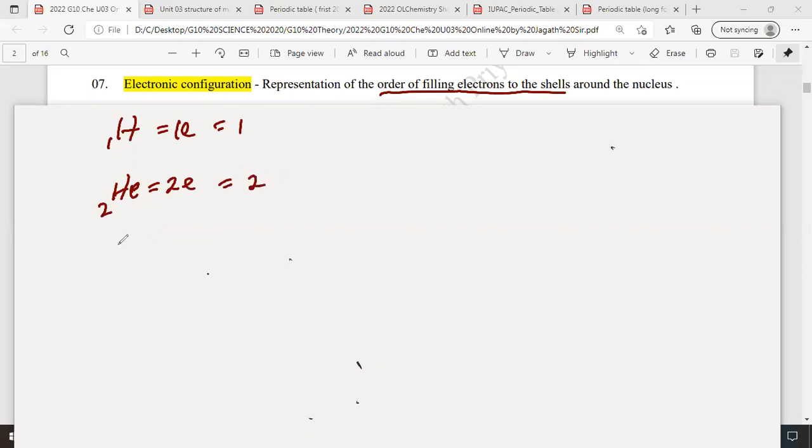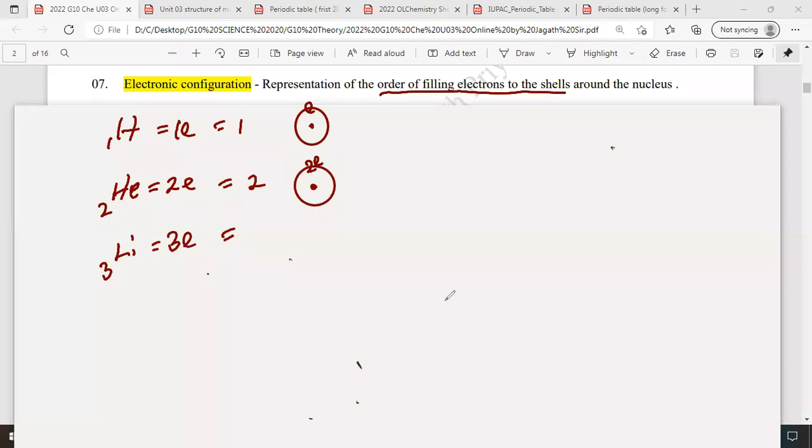2. If you take lithium, atomic number is 3, that means the lithium atom has 3 electrons. How do these get filled? Now if you look at the screen, everyone, the hydrogen atom has just 1 electron, so it will be here. The helium atom has 2 electrons, so it will be 2 electrons here.